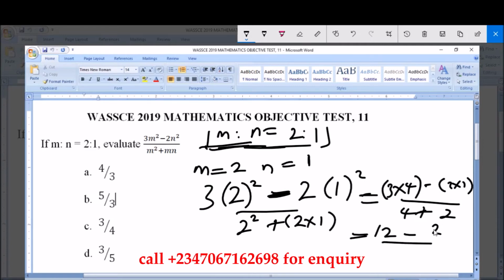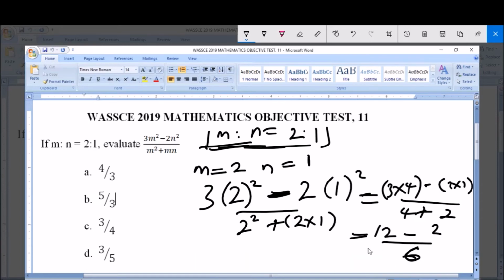4 plus 2 gives us 6. Now 12 minus 2 will give us 10 divided by 6.